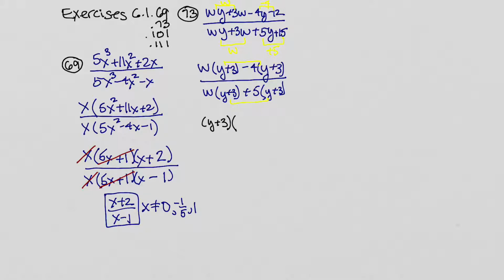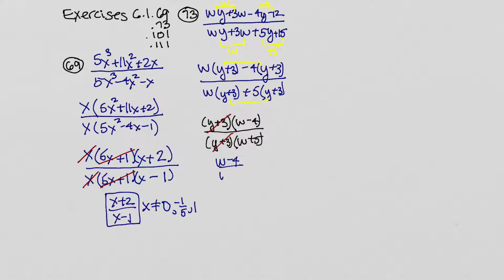If we take that out, we're left with this w minus 4. Change the color all of a sudden here. And then we'll take out the y plus 3 in the denominator. What we're left with here then is w plus 5. And now we can see the simplification. Let's cancel those y plus 3's, and doing so, we are left with w minus 4 over w plus 5.